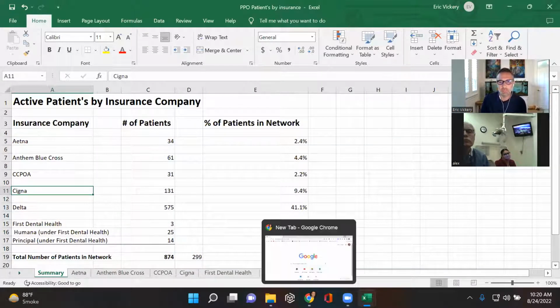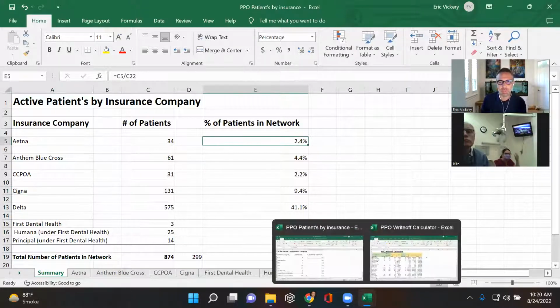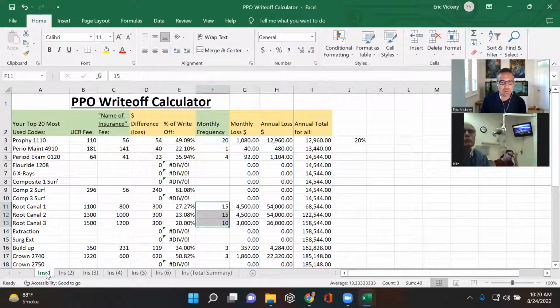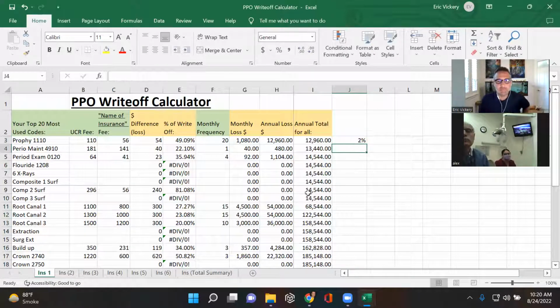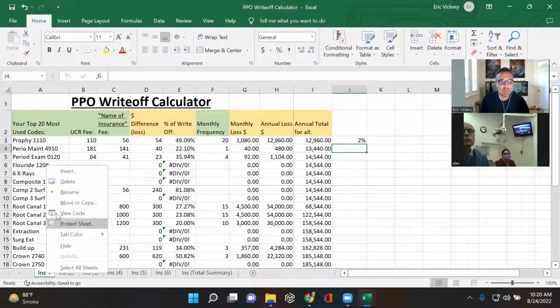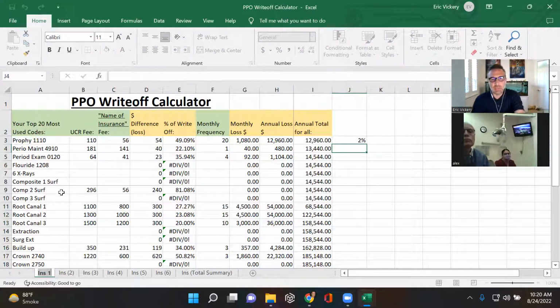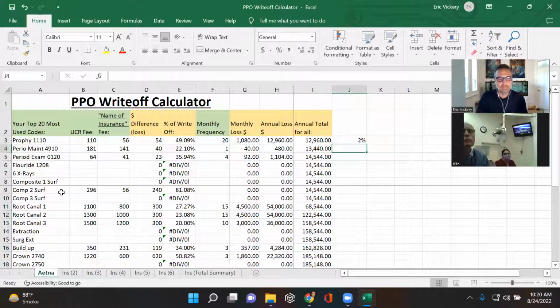So Aetna at 2.4% would end up being my name here. Just for memory's sake, I would type 2.4% up here because that's going to be my multiplier. And then down here, I would rename this and just call it Aetna. Make sense so far? Okay. The one thing that's the same on every single tab that you can copy and paste is the fee.